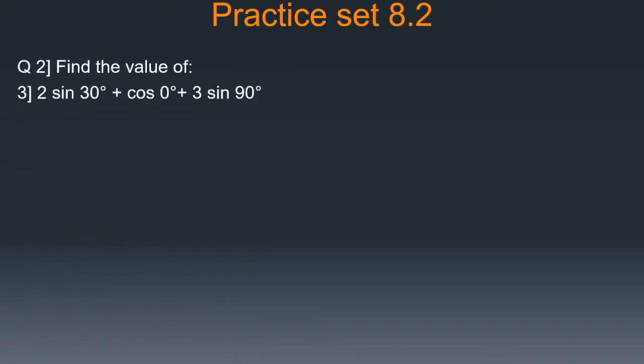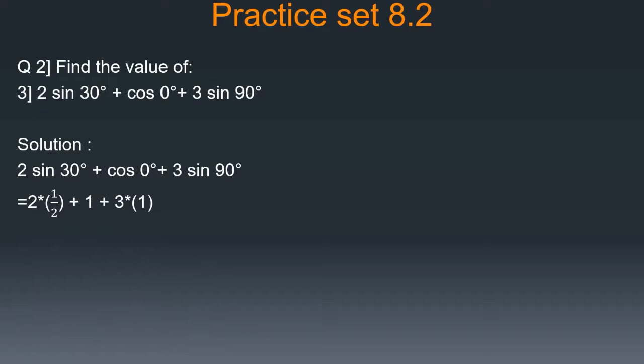Third, 2 sin 30 degree plus cos 0 degree plus 3 sin 90 degree. Again, let us substitute the values from the table and get the answer. Let us begin. Solution. Write the question as it is first. Now substitute the values from the table.